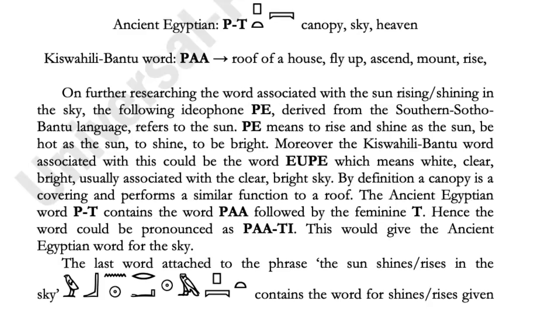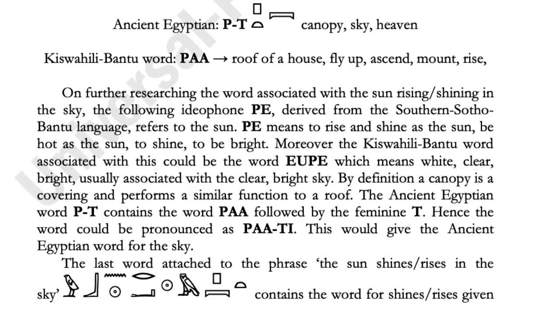From this analysis, one can make the following observation and compare the Kiswahili Bantu word for a lamp or a source of light given as star, since r is interchangeable with t as proved in the above. It is reasonable to assume that ra is the same as ta, giving the ancient Egyptian word ra.